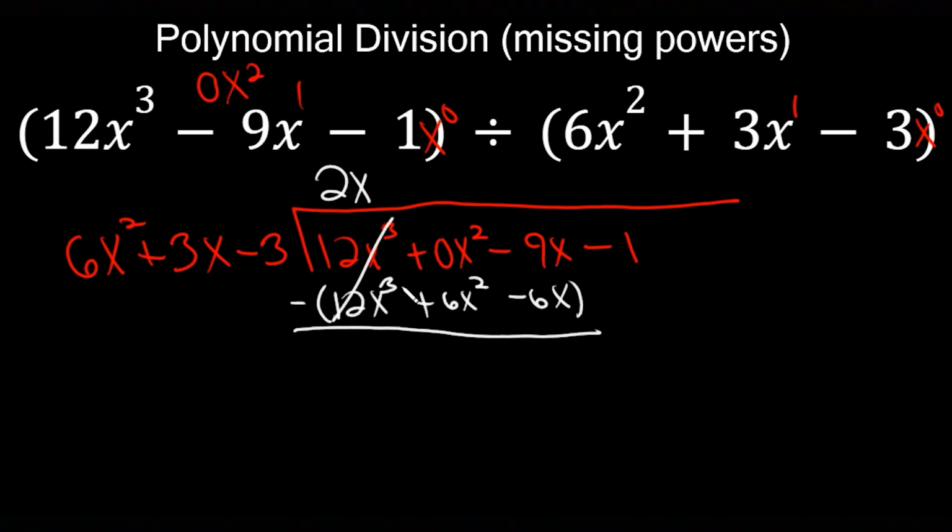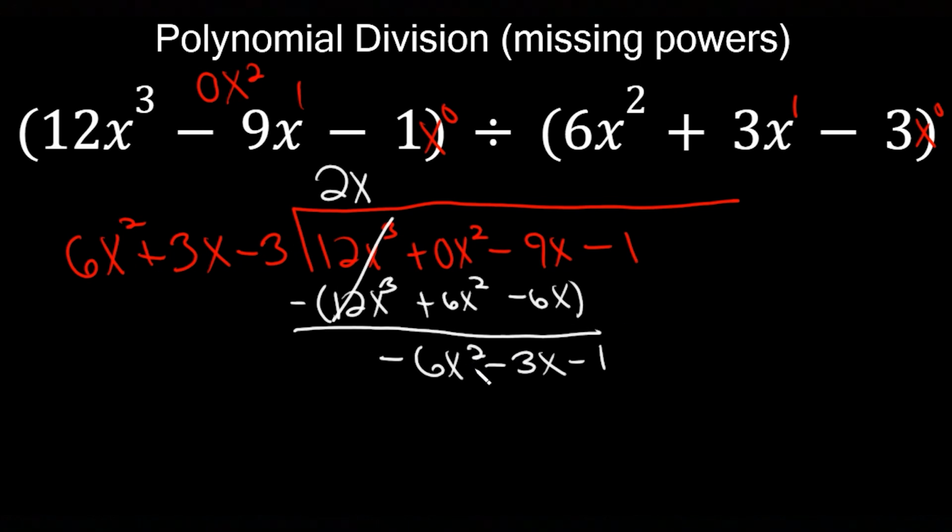So your first term will always cancel out, assuming you matched it up, which I did here. So these will cancel out. And then I'm doing 0x squared minus 6x squared. That will give me -6x squared. And then -9x minus a -6x, those two negatives will make a positive. So I get -9x plus 6x, that will give me -3x. And then I have to bring down my -1 here. Remember, you always want to have the same amount of terms that you have on your divisor. I have 1, 2, 3 terms. So down here, you want to have 3 terms, and I do. So we're good. We're going to divide this one more time, and then we'll be done.